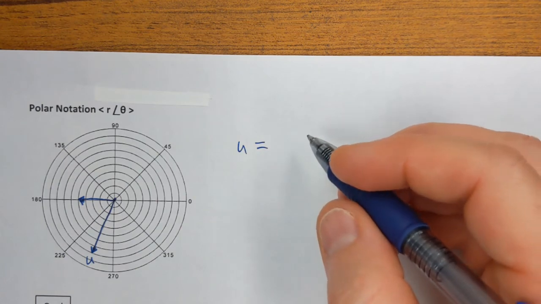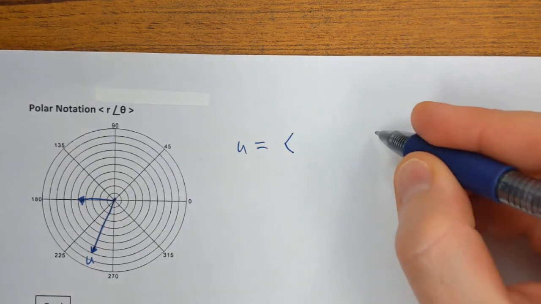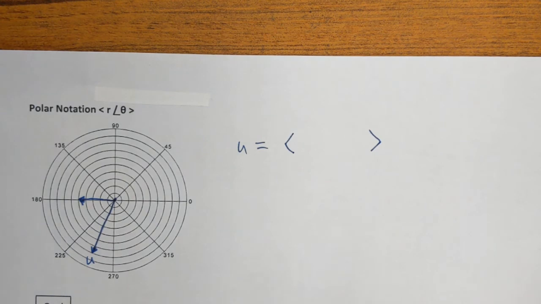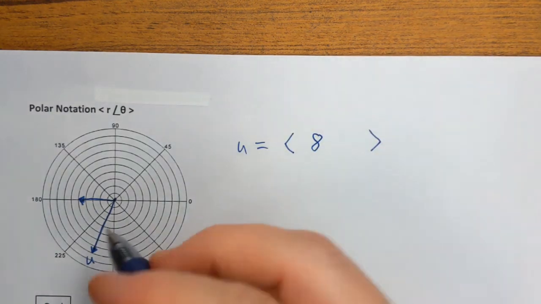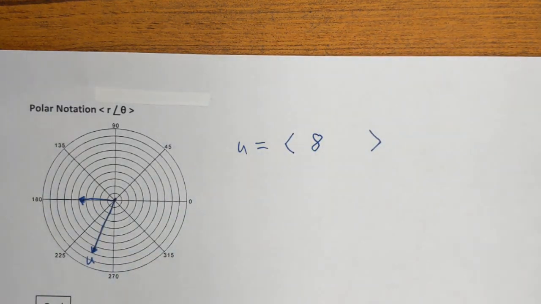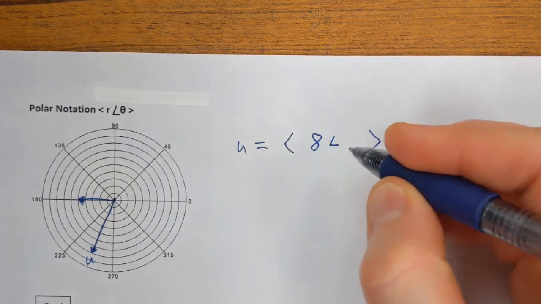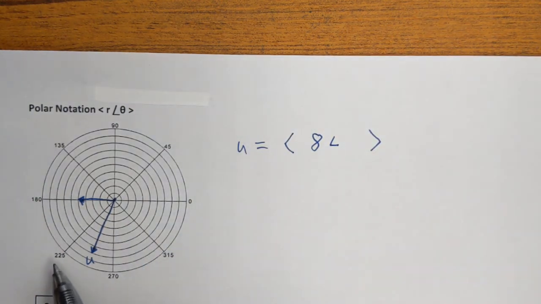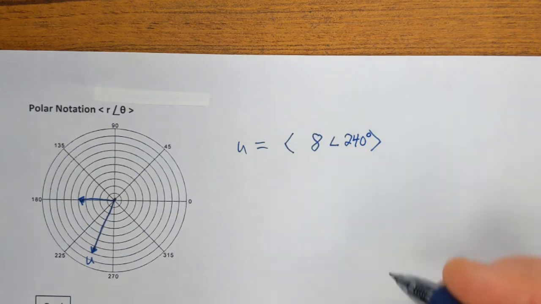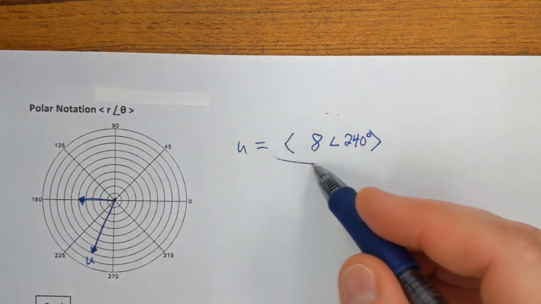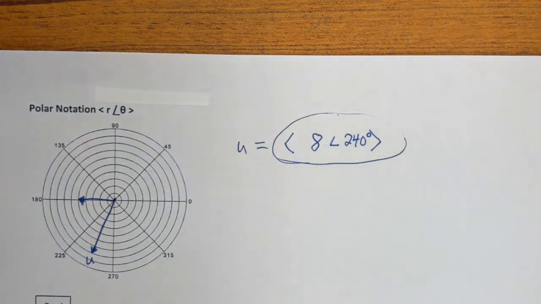With polar notation, we're still going to use the angle brackets like we did before. But in polar notation, the magnitude of your vector goes first. This vector has a magnitude or a length of 8 units. And then the angle is going to go second. This angle is right between 225 and 270, so we'll just estimate it looks to be right around 240 degrees. This is how we write a vector in polar coordinates or polar notation.